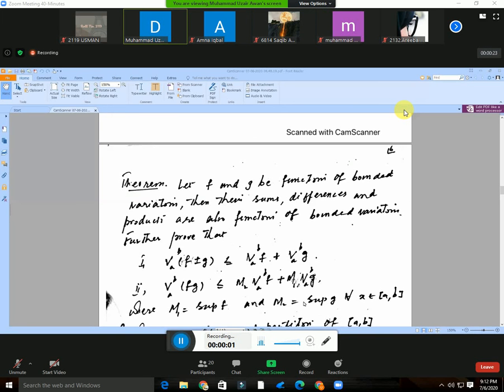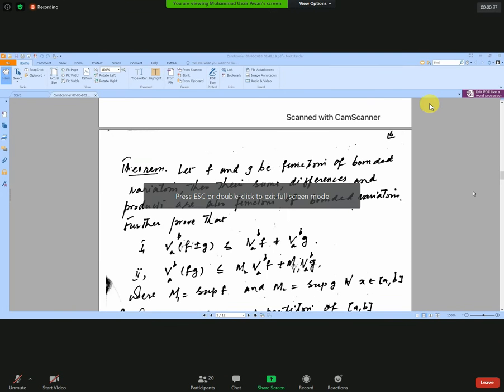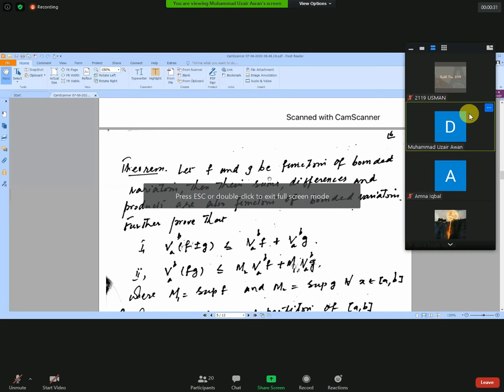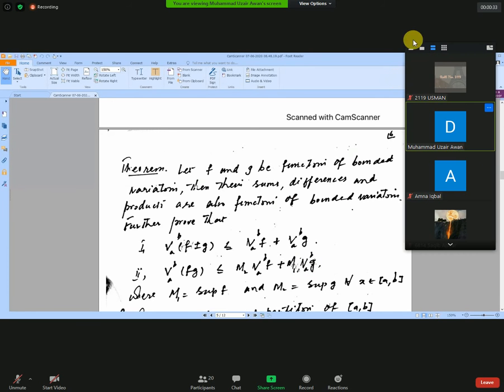and M2 is equal to supremum of G. ये हम प्रूव करें। ये याद रखें कि हमें ये गिवन है F and G both are functions of bounded variation.